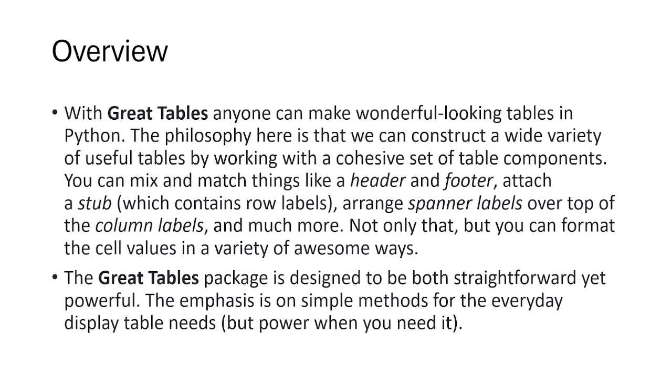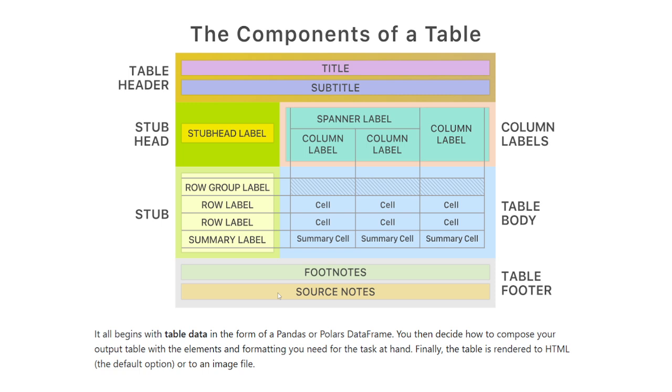You can mix and match things like header, footer, attach a stub, which contains row labels, arrange spanner labels, which are the equivalent of Excel merge cells over top of the column labels, and much, much more. You can also format cell values in a variety of different ways, like colors, fonts, and so on and so forth. This package is designed to be both very easy to use and straightforward, but very powerful. So the emphasis is on very simple methods for everyday display table needs, but powerful when you need it.